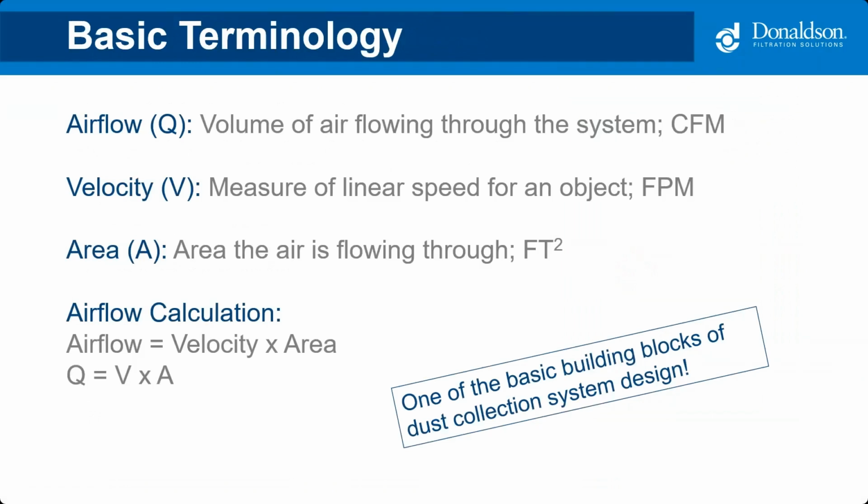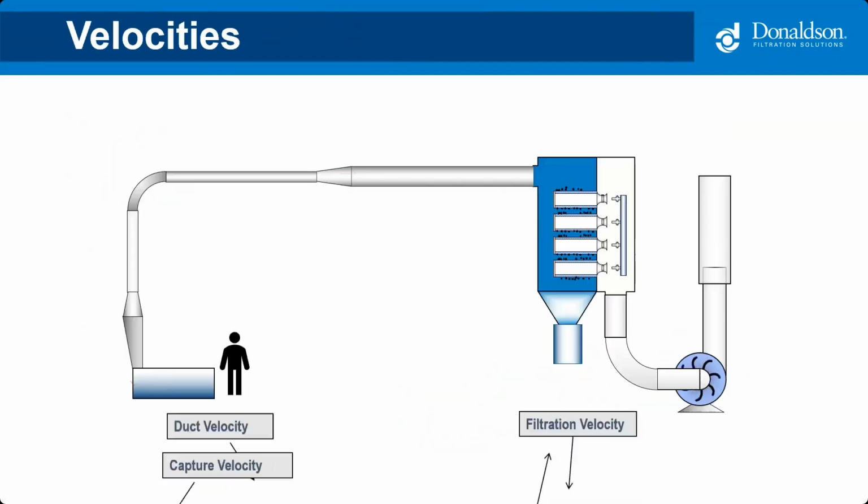There's many different technologies and formulas that we use in dust collection system design. The most basic and widely applied being airflow. The formula is Q equals V times A. The Q is the volume of air flowing through the system, often referred to as the CFM, the cubic feet per minute. To get the airflow, we multiply the velocity of air, which is the measure of linear speed of an object, by the area of the hood or duct that the air is flowing through. This formula is one of the basic building blocks of dust collection system design.